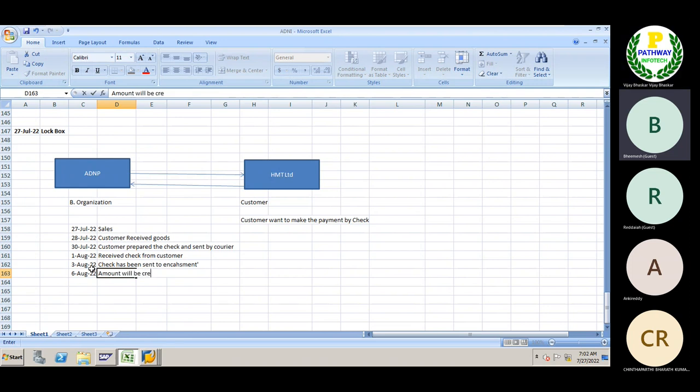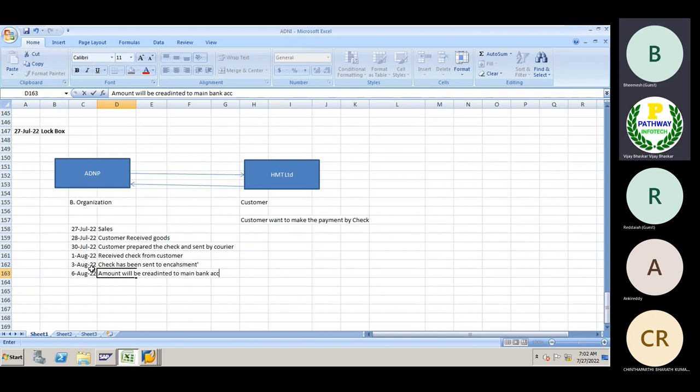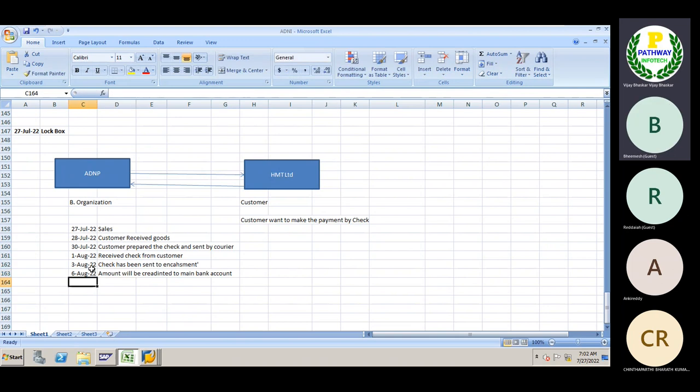Amount will be credited to main bank account. Okay, amount will be credited.